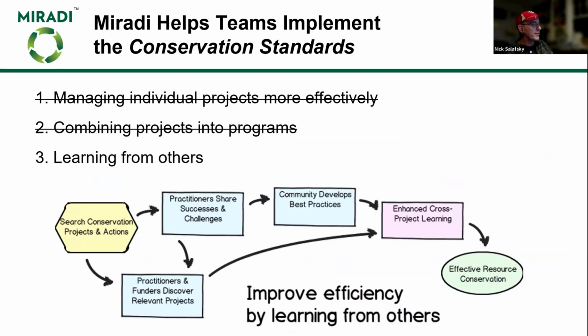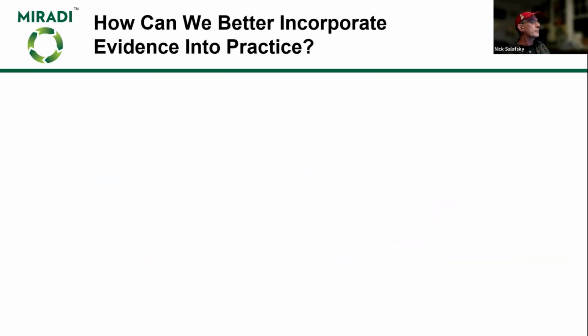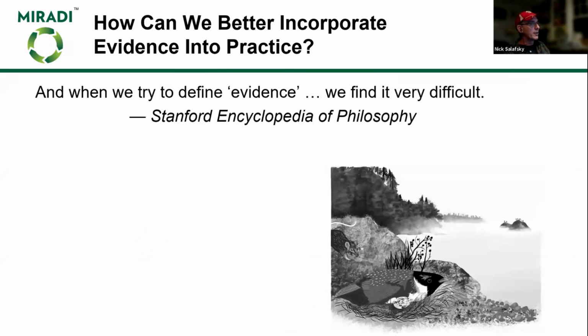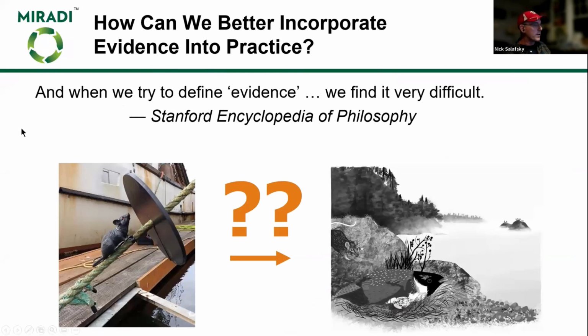I just want to touch base quickly on some of the stuff that we're going to do in terms of learning from others as well. So a lot of this is about evidence. How can we incorporate evidence into practice? Which of course is, if we're trying to do rat ship protection to stop our seabirds from getting eaten, how do we know the evidence of whether that intervention, that pathway, is actually working?